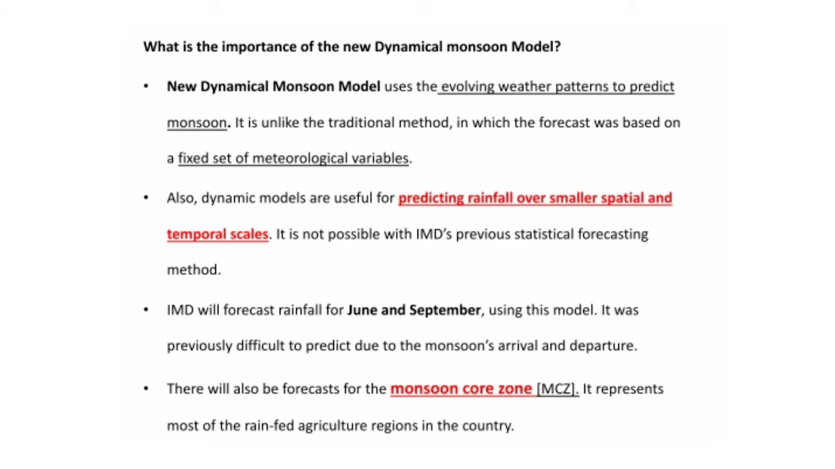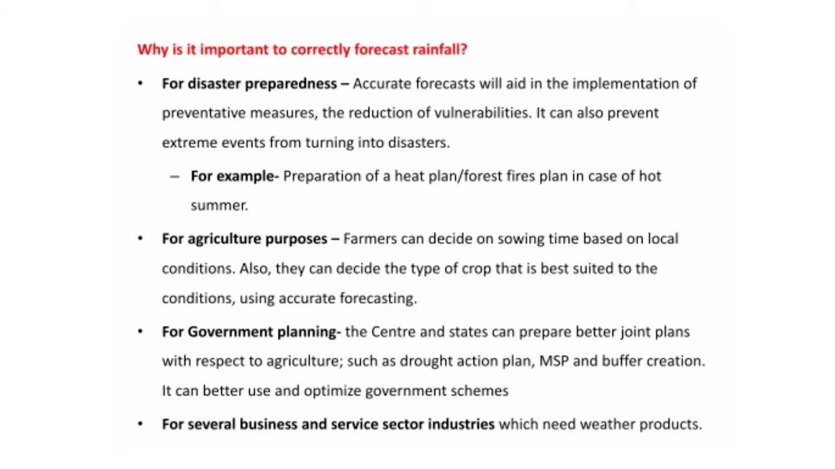There will also be a forecast for the monsoon core zone. Core zone in the sense the area where there will be a high amount of rainfall, we call that area the core zone. They are going to predict that too. It represents most of the rain-fed agriculture regions in the country. So this is also one true thing.